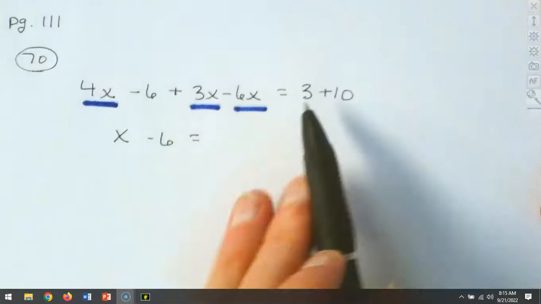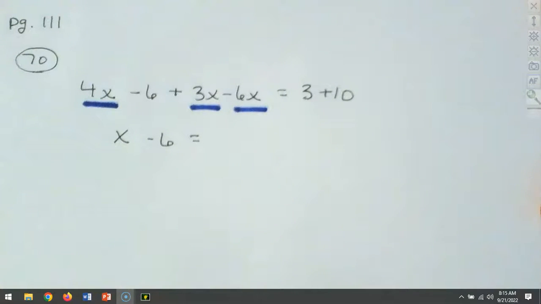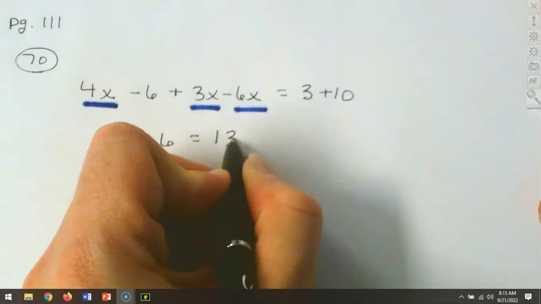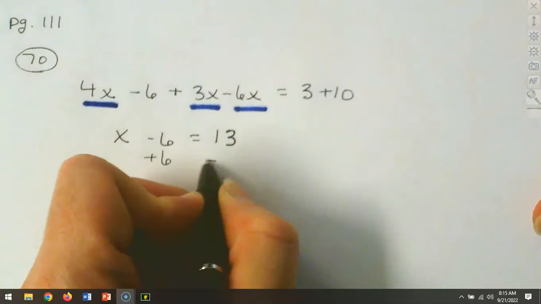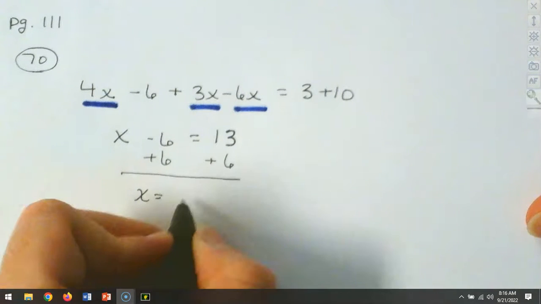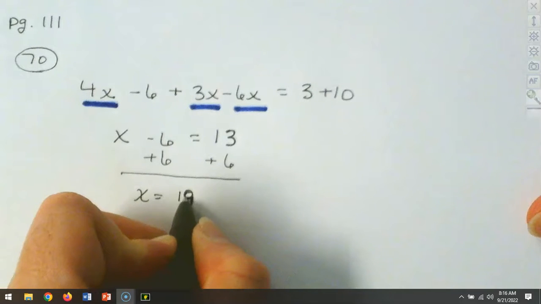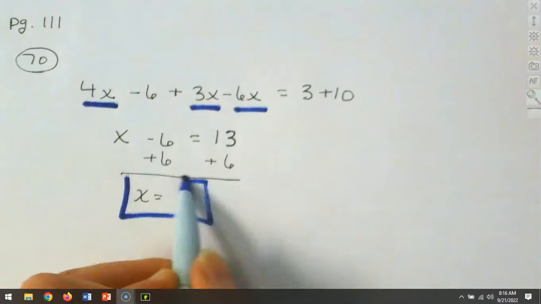And now we're going to go to the right. These are the same, right? They're just numbers. So 3 plus 10 makes it a 13. Now we should know what to do. So we've combined our like terms. We need to get the variable by itself. So what would my next step here be to do? Yep, add 6. Now we've got x equaling 19, isn't it? And that's going to be your answer for that question.